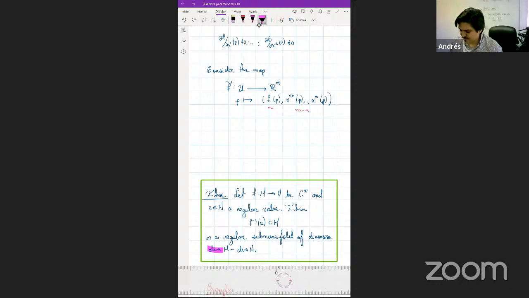Note that this number is always greater or equal than 0, because we're talking about regular values. The differential is surjective. So you have a larger domain than codomain in terms of dimension. Okay? See? That's it.